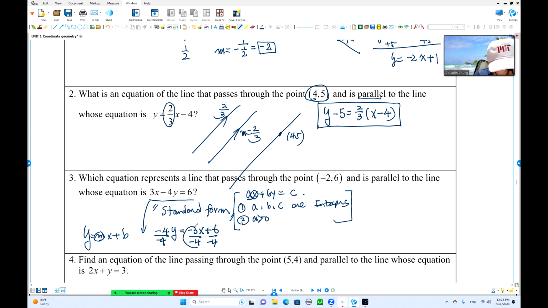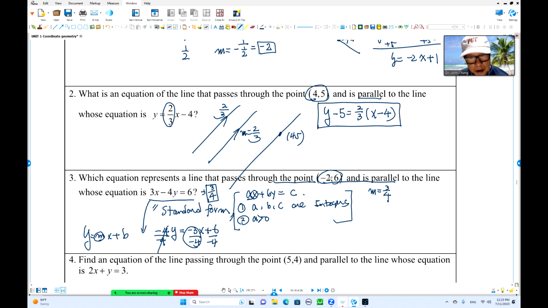Now we need the slope, only the slope, right? So what is the slope? 3/4. This has a slope of negative 3/4, so the parallel line has positive 3/4. That's the slope. Parallel means what? The same slope, right? That must have the same slope, 3/4, but it must go through this point, negative 2 and 6.